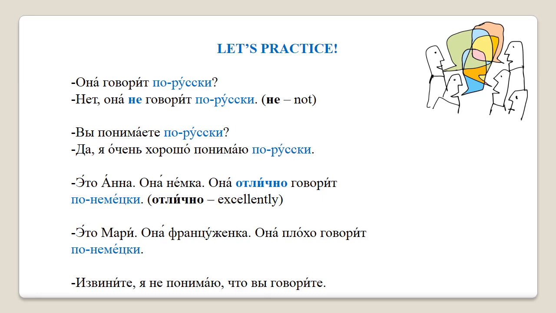Please also note that adverbs that end in о, such as хорошо or плохо, come before verbs, whereas adverbs that end in ски, such as по-русски or по-немецки, are placed after the verbs.